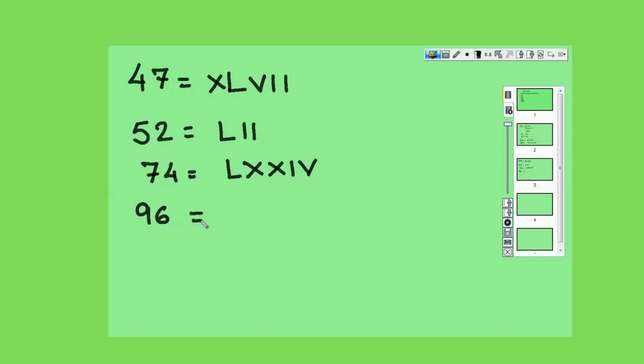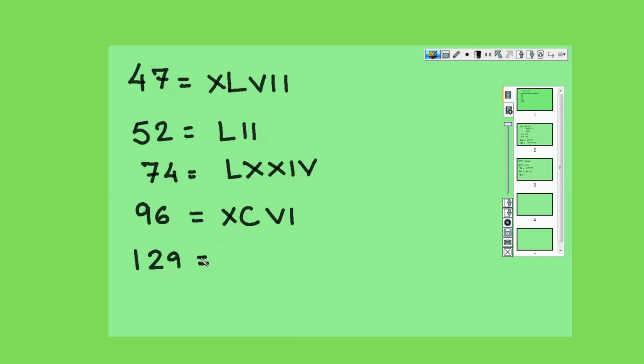How do I write 96? Now I cannot write 4 X's. That means an L, that is 50, and 4 X's is 90. It is not written in that manner. So in that case, I'll have to take 100. Now 100 is C. If I subtract 10 from it, this becomes 90, and then 6, 96.